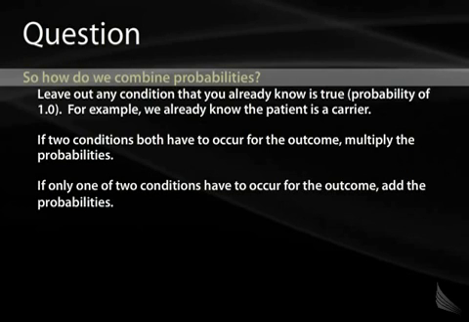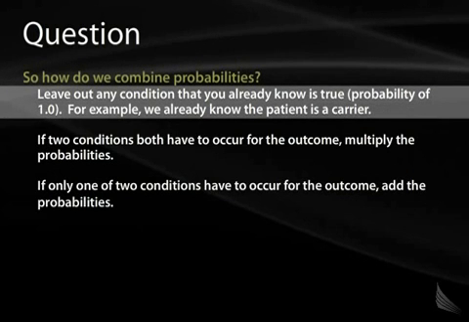So we have the different probabilities that we need now. We have the probability of her marrying a carrier, and we have the probability of two carriers producing an autosomal recessive offspring. How do we combine these two things? Well, here's the secret. First of all, leave out any condition that you already know is true, or that has a probability of 1. For example, we already know the patient is a carrier, so we don't have to include that into the equation that we're going to use to combine these probabilities.